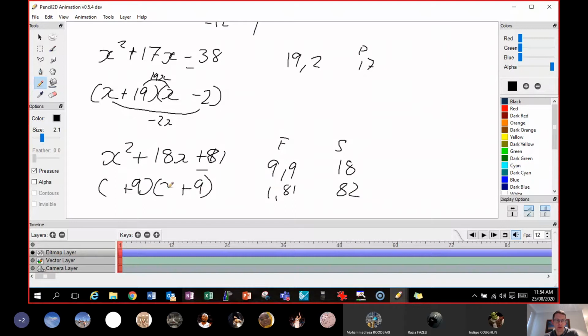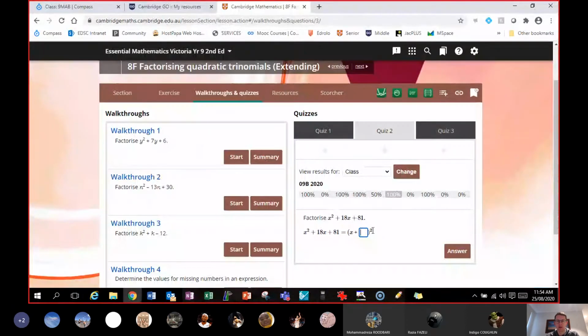So it's going to be plus 9, that's x. If these are both the same terms, you're actually going to write it as x plus 9 all squared, and that is a perfect square. That's what we call it. Okay, so you'd actually simplify that one down a bit more to that one too. Notice it's got the square in there.